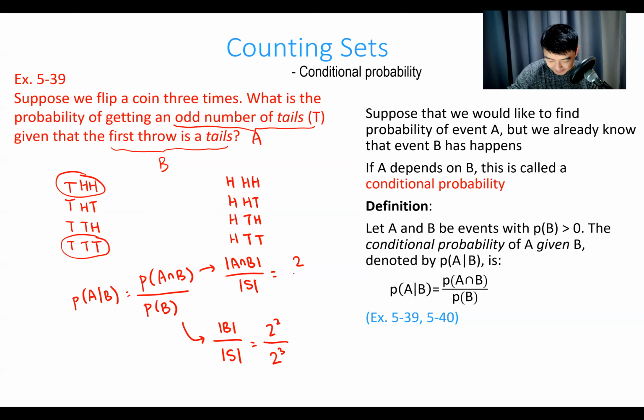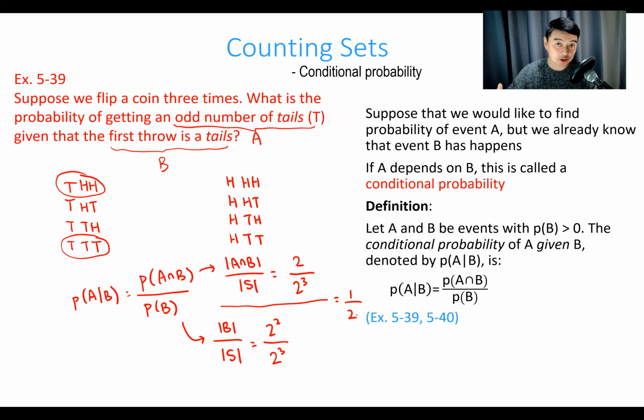And then what is S? S is again 8, so it's 2 to the 3. So essentially we have 2 over 8 divided by 4 over 8. You can do a little bit of math here and confirm that this is in fact 1/2. So the probability here is 1 over 2. This is basically how we do conditional probability.